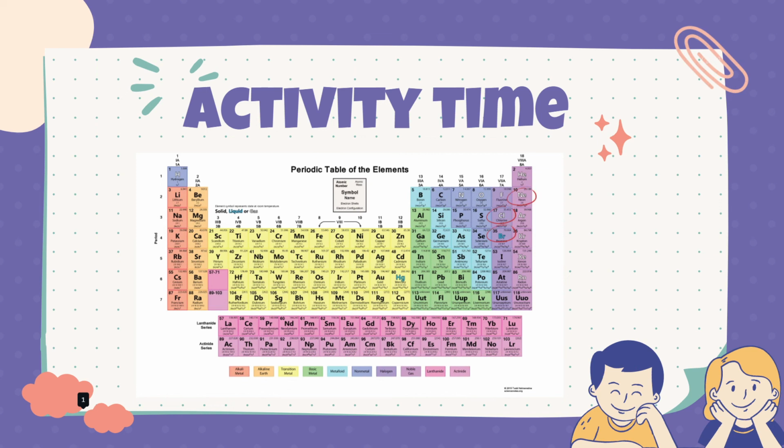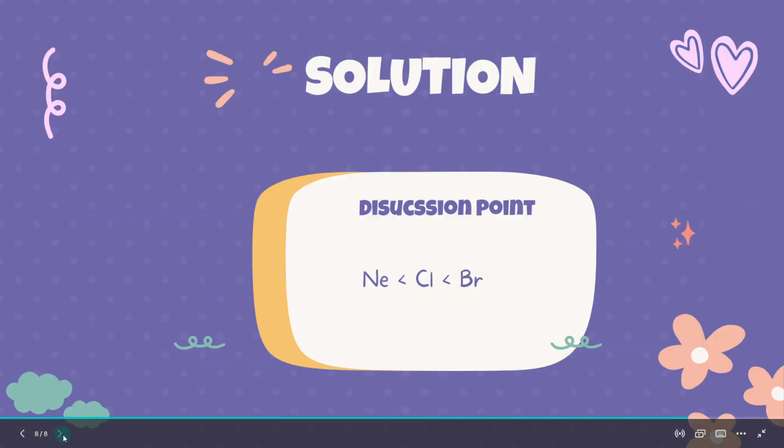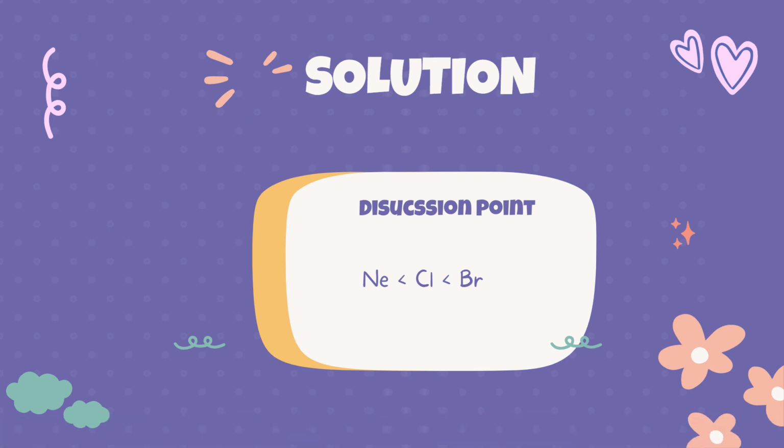While each time we go down the periodic table, we are adding an entire new shell, which will result in the increase of the size of the atom. So the answer will be, okay, the neon will be the smallest, followed by the chlorine, and the biggest will be bromine. So that's all for my explanation.